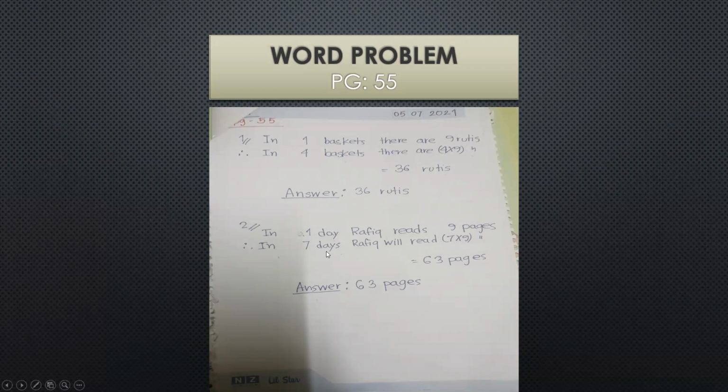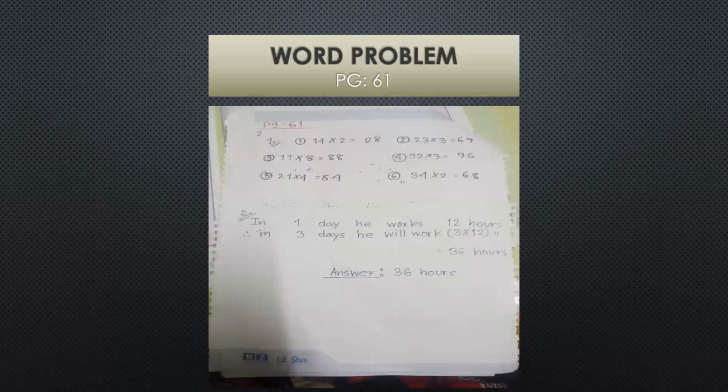Number 2: Rafik has been reading a book by 9 pages a day. In one day, Rafik can read 9 pages. How many pages will he read in 7 days? We have to find the number of pages. Understand? Hope so. In one day Rafik reads 9 pages, so in 7 days Rafik will read 7 into 9, 63 pages. Okay, and go to page number 61.